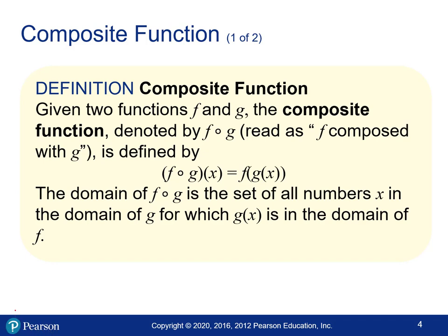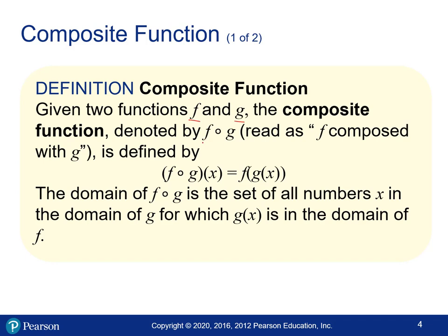So the definition of a composite function is the following. If you're given two functions, we'll just name them f and g, then the composite function, meaning a function that you compose out of the two functions, is denoted f of g, or f composed with g.